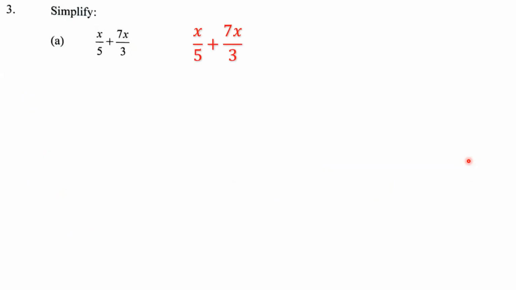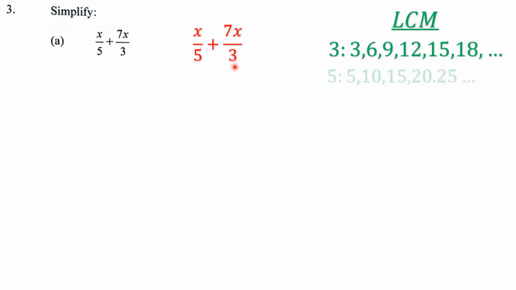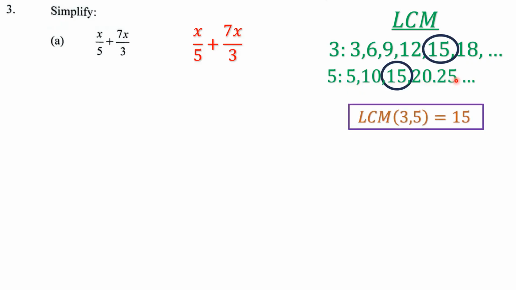We have x divided by 5 plus 7x divided by 3. The first thing that we need to find is the LCM of 5 and 3. So we list the multiples of 3: 3, 6, 9, 12, 15, 18. And we list the multiples of 5: 5, 10, 15, 20, 25, and so on. Now, the LCM of these two numbers is definitely 15. And so we're going to multiply 5 to get 15 and multiply 3 to get 15. Well, 5 multiplied by 3 is 15.